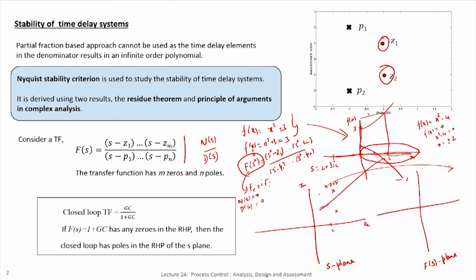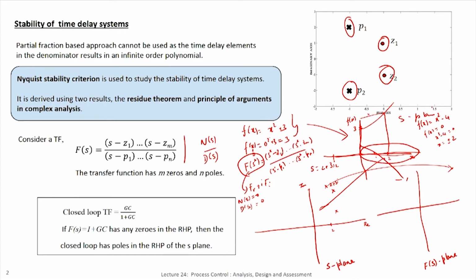If I ask for what are the zeros of f of s, that means the numerator polynomial equal to 0. So, the s values at which the numerator goes to 0 will have to be plotted in the s plane. And if I ask what are the poles of the transfer function, those are the values at which d of s goes to 0, and those values again will have to be plotted in the s plane. So, here is an example where I have f of s which has 2 poles and 2 zeros in the s plane. So, this will be the s plane, and we have not even plotted the f of s plane. So, this is the first and important idea that you have to remember when we discuss Nyquist stability criterion, that is going to come subsequently.